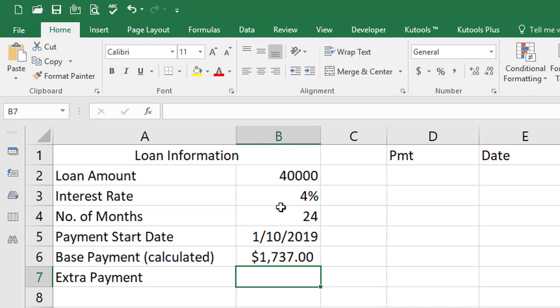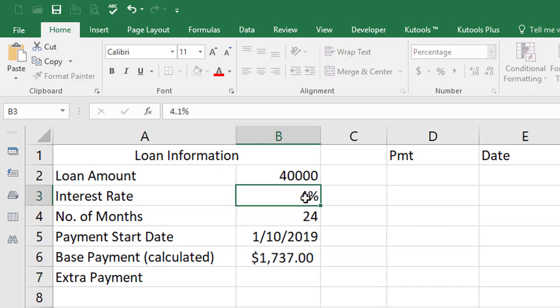And for this loan, 2 years, $40,000 at 4%, it's interesting that it came out exactly. I'm sure if I had 4.1% interest, let's show a decimal there, we'd start to get some more unusual numbers. Okay, but that's the basic payment.